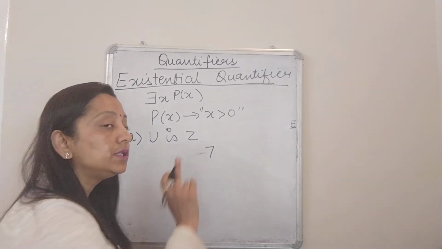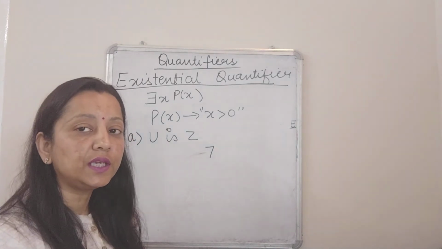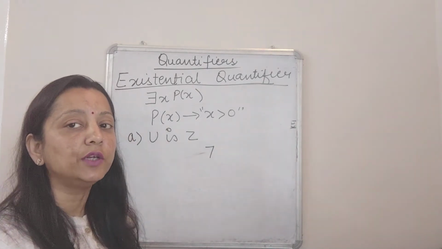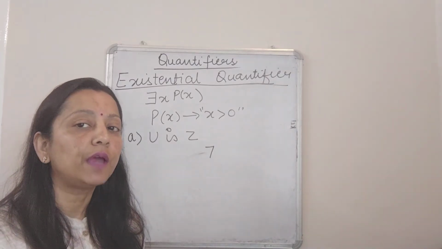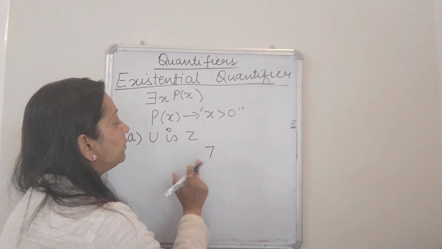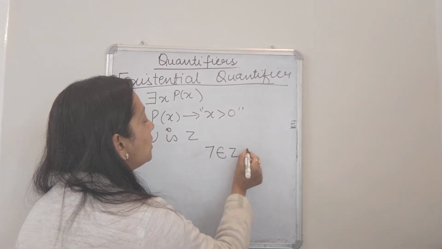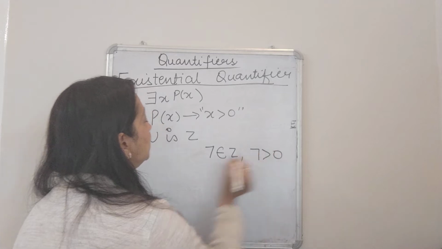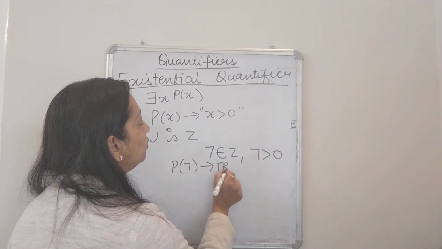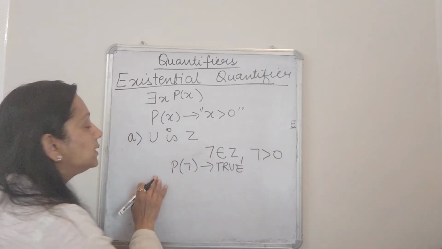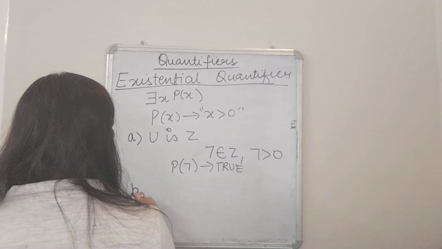So here the concern is just to have one such value. Beyond that we can have any number of such values for which p of x may be true, but we want to find out any one such value. So here we will take a positive number 7. Now we all know that 7 belongs to integers and 7 is greater than 0. So I can say p of 7 has a truth value true. Hence p of x is a proposition.